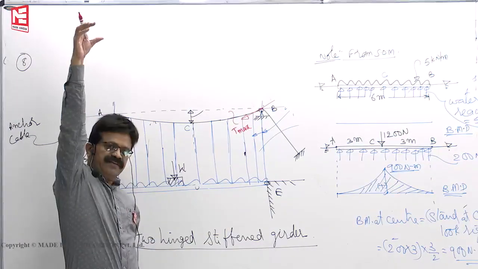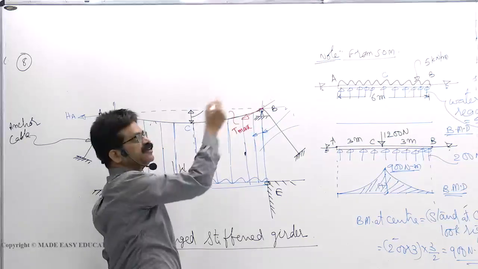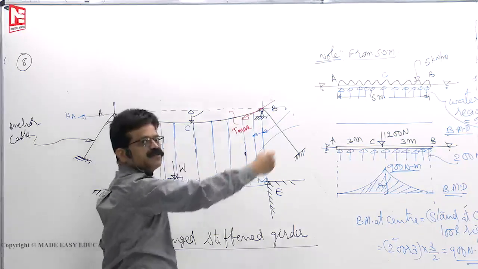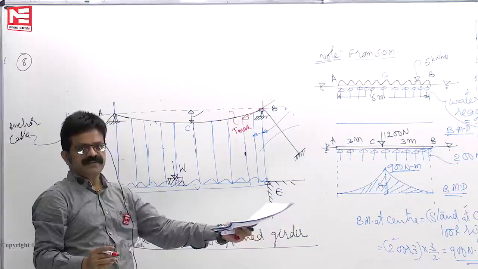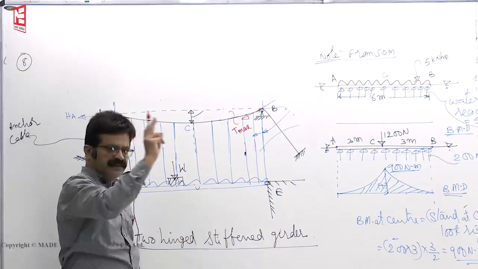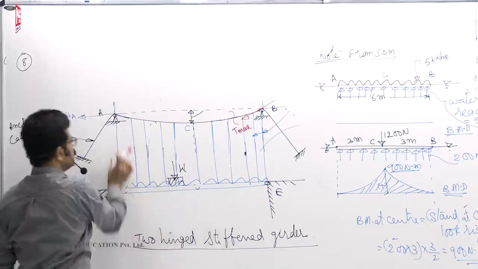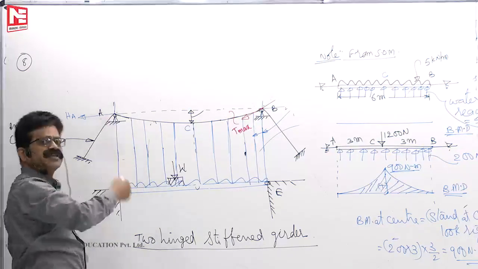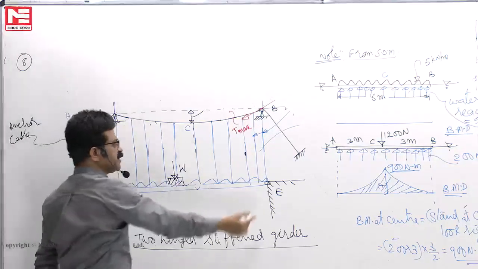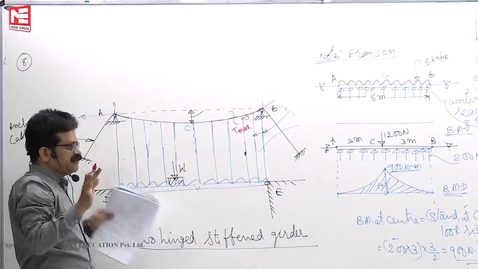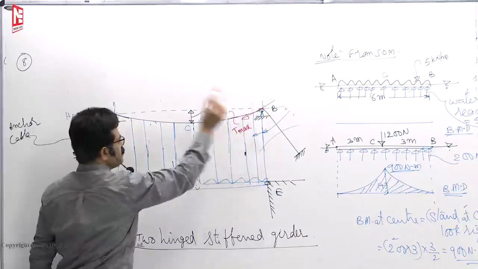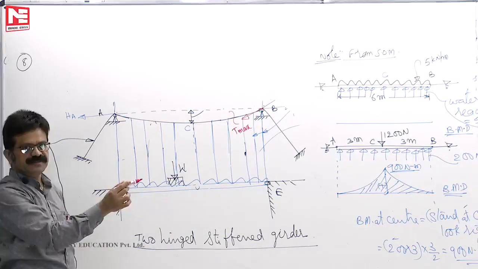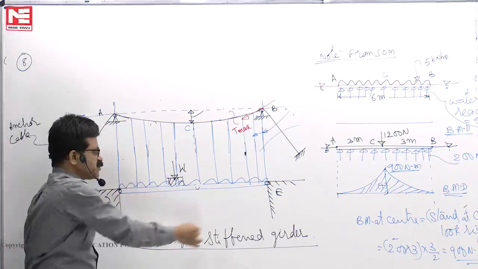On the height of the tower, there will run a cable. On the other side of the tower, one more cable will run. Between the cables only the deck will be there. The towers are big, sometimes 10 meters, 15 meters. One tower here, another tower there, between them we will move. So this is one separate structure, this is a separate structure. Two-hinged girder means this one.